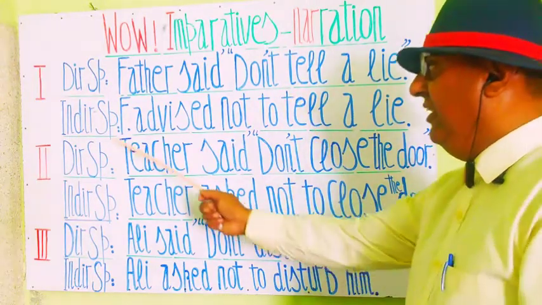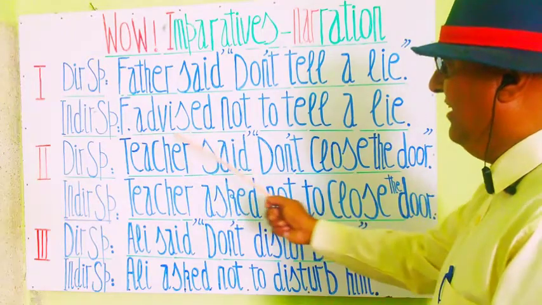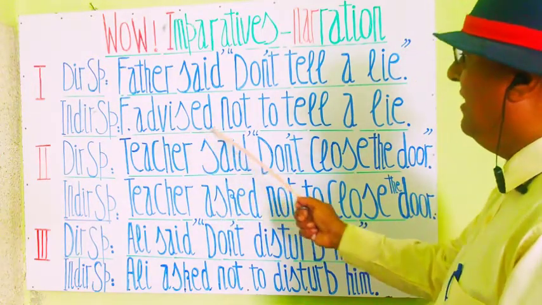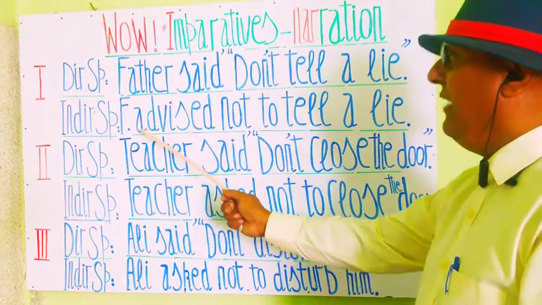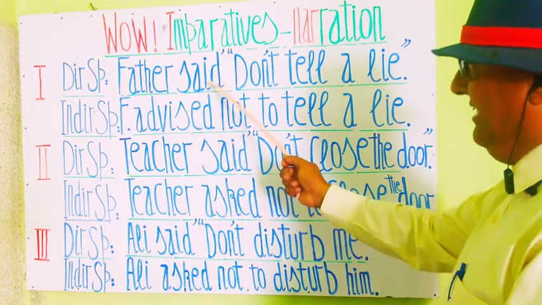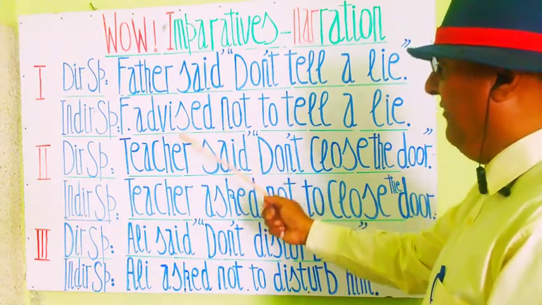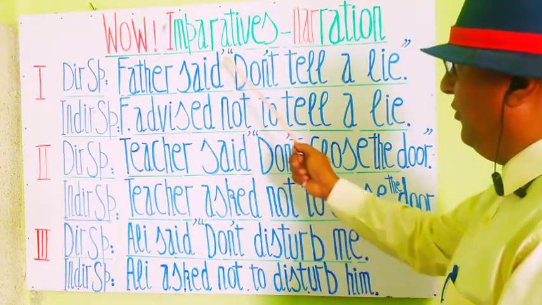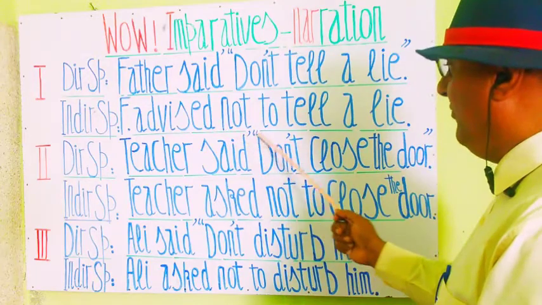Let's see it change into indirect speech. Here see, my students. Father advised not to tell a lie, full stop. You see that? Father advised in indirect speech. Said is replaced by advised. And when we approach the commas, we replace the commas and we add not before to.